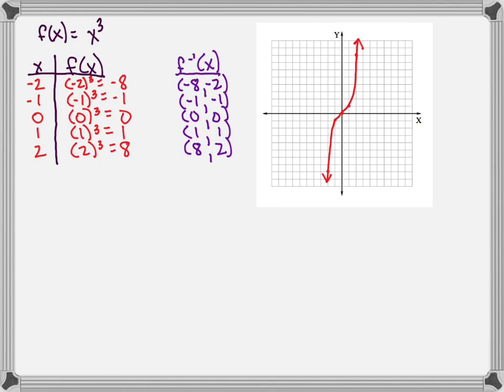And let's plot those points. So these are my x values, these are my cube root values. So I have -8, -2, -1, -1, 0, 0, 1, 1, and 8, 2. And drawing in this curve, here is my cube root function. And if you can see this line y equals x, they are reflections of each other over this line. So in purple, we have the graph of the cube root function.